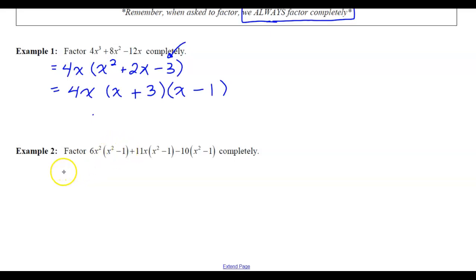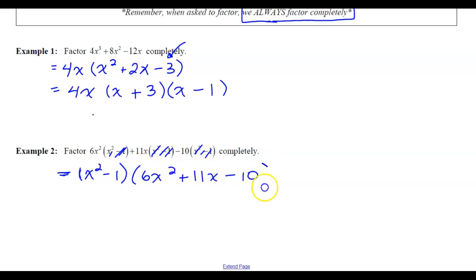So this one, we want to factor out our greatest common factor, right, which is the x squared minus 1. So now that factors out, and we're left with 6x squared plus 11x minus 10. So in our second bracket, we actually have a trinomial. Okay, so always check your brackets.